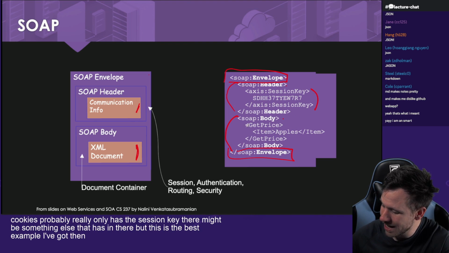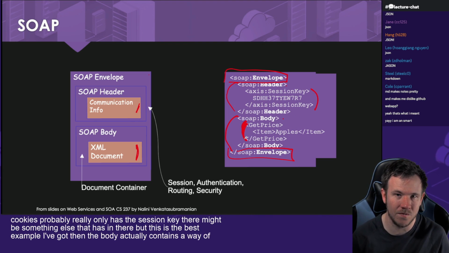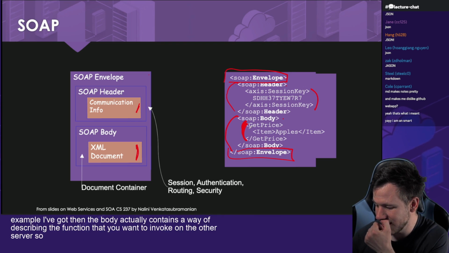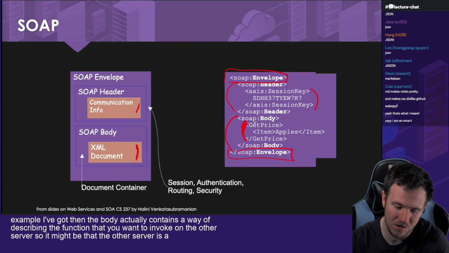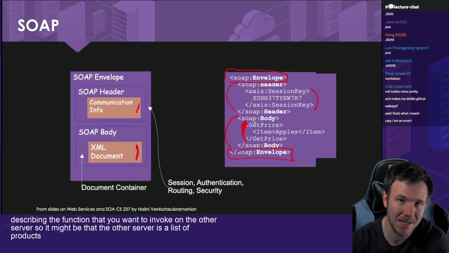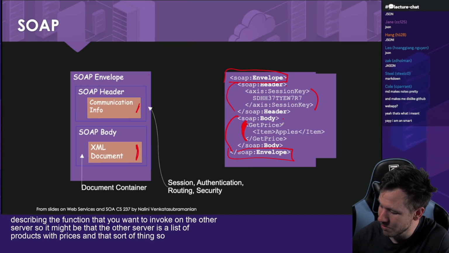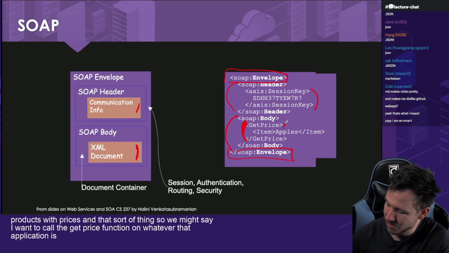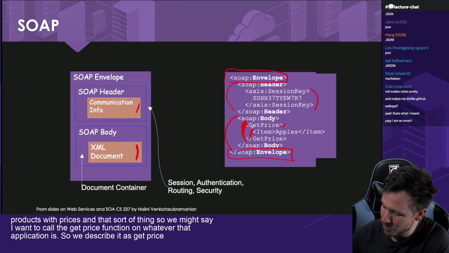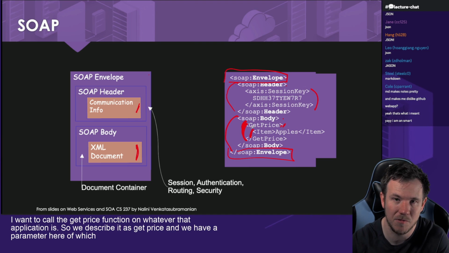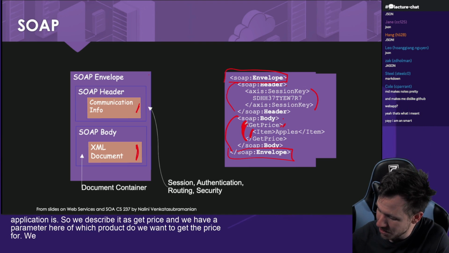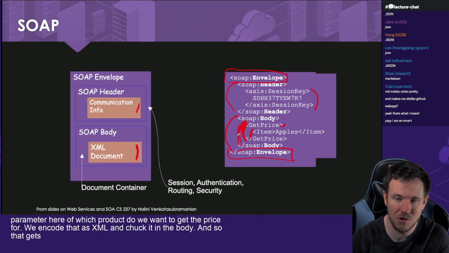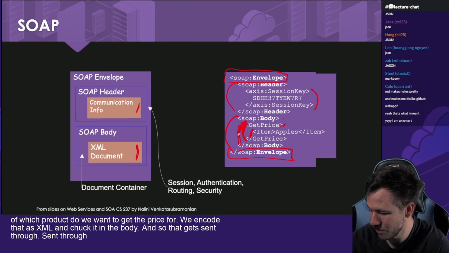Then the body actually contains a way of describing the function that you want to invoke on the other server. So it might be that the other server is a list of products with prices and that sort of thing. So we might say, I want to call the get price function on whatever that application is. We describe it as get price, and we have a parameter here of which product we want to get the price for. We encode that as XML and chuck it in the body, and that gets sent through to the server.